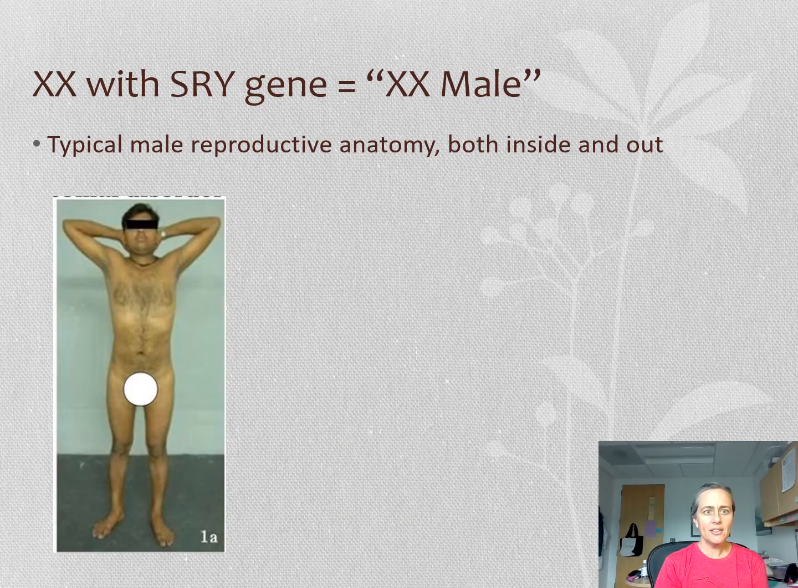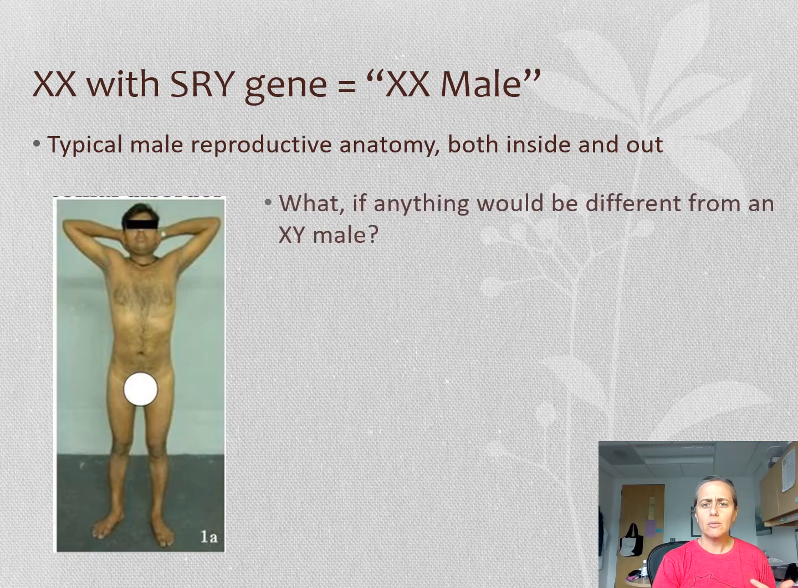So in this scenario, the individual has XX chromosomes, but because of the presence of that SRY gene, they have absolutely typical male reproductive anatomy, both inside and out. So when this baby is born, they're going to say it's a boy, right? They're going to assign its biologic sex as male, and it's going to develop and go through puberty pretty much just like a male, right? So now we have to think, well, what might be different? Is there any difference between somebody who's XX with an SRY gene tacked on compared with somebody who's XY?